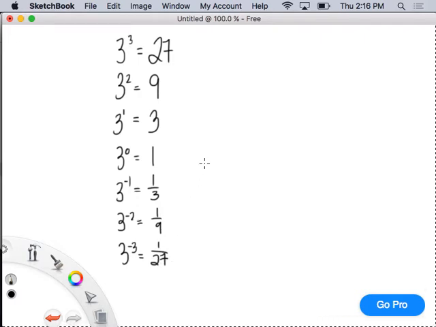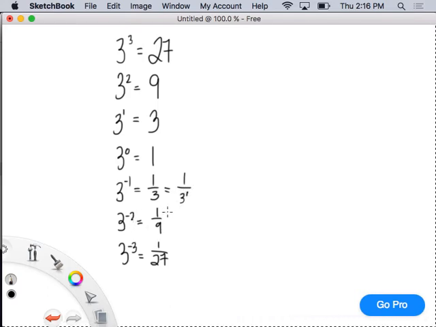Very good. Well, let's take a look. Do you guys see any symmetry here? 27, 9, 3. 27, 9, 3. 1 in the middle. Let's take a look. 3 to the negative 1 is 1 over 3. Well, 3 we know is the same thing as 3 to the first power. So 3 to the negative 1 is equal to 1 over 3 to the 1.